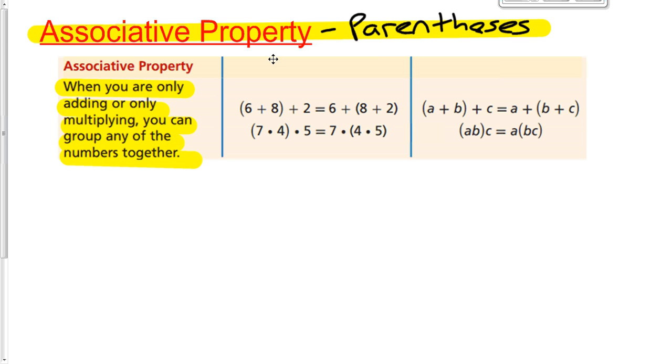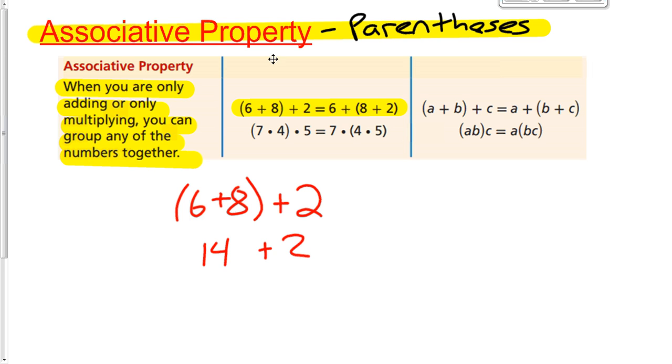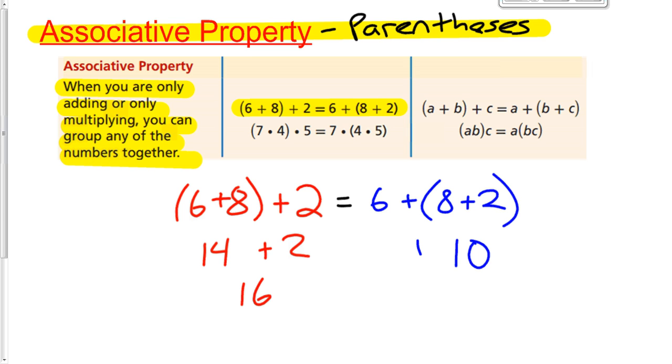Alright, and we've got some examples here on the right side. So if you look at this one, they take 6 plus 8 plus 2, they add 6 plus 8 first. So we do 6 plus 8 first, it's in parentheses, that's 14. Plus 2 is 16. Now that should also work if we do it the other way, where we've got 6 plus 8 plus 2. So now we do 8 plus 2 first, which is 10. And then 6 plus 10 is 16. And we can see that we get the same answer either way.